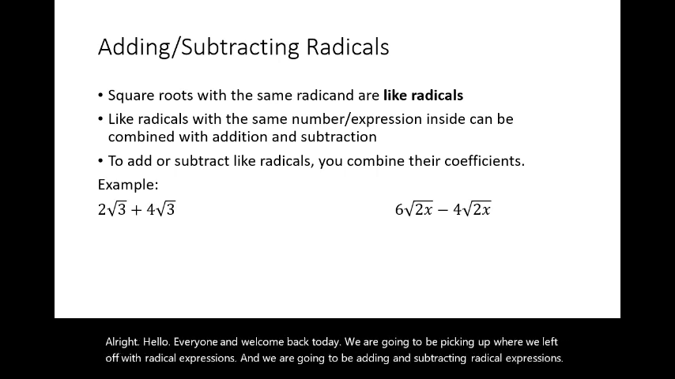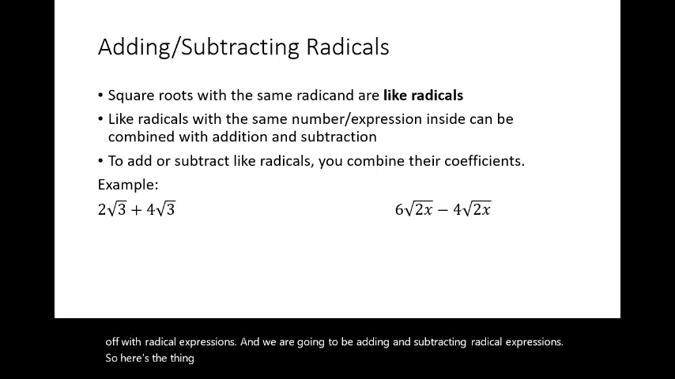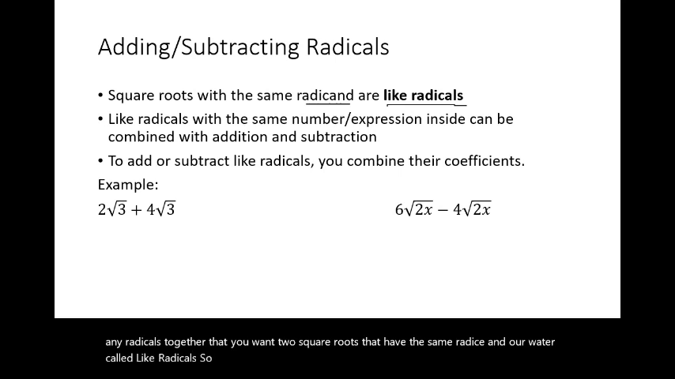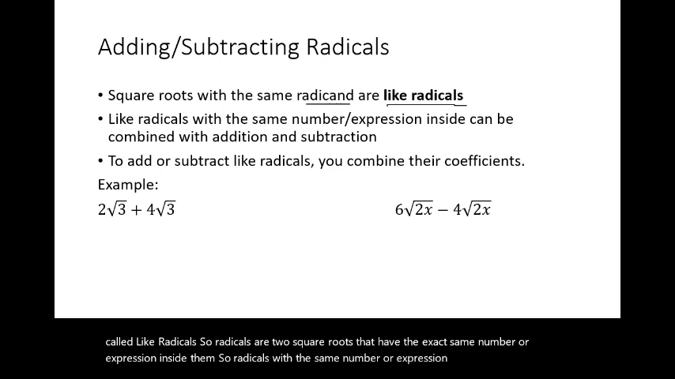So, here's the thing with radicals. You can't just add them together. You can't just add any radicals together that you want. Two square roots that have the same radicand are what are called like radicals. So like radicals are two square roots that have the exact same number or expression inside them. So like radicals with the same number or expression inside them can be combined with addition or subtraction.